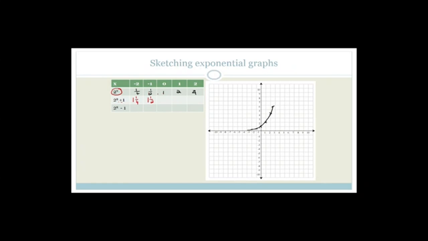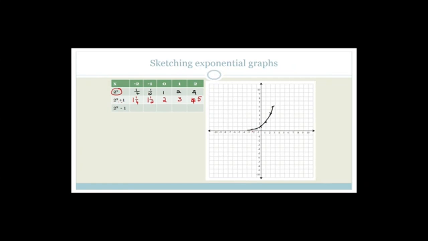This is going to be 1 plus 1, which is 2. 2 plus 1 is 3, and 3 plus 1 is 4. So it's pretty obvious, 4 plus 1 is 5. So it's pretty obvious what is happening, but let's just draw it anyway.